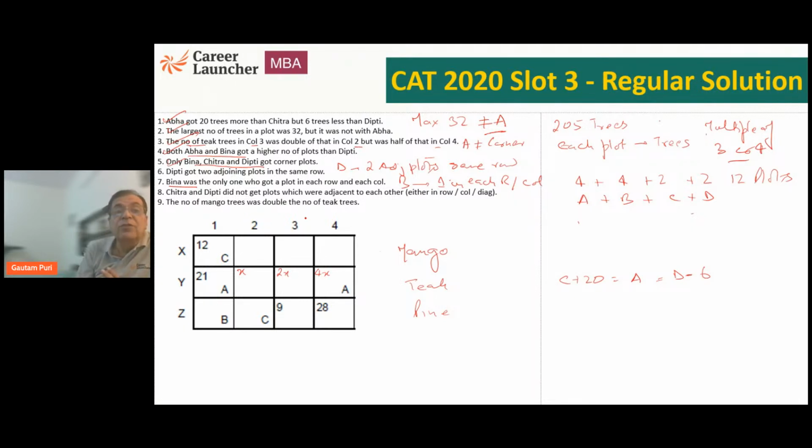Number of mango trees is double the number of oak trees. Great. If teak is Y, mango has to be 2Y. And the total number of trees obviously is 205. So let's start from here, X, 2X, and 4X. What are the possible values? C plus 20 is equal to A equal to D minus 6.